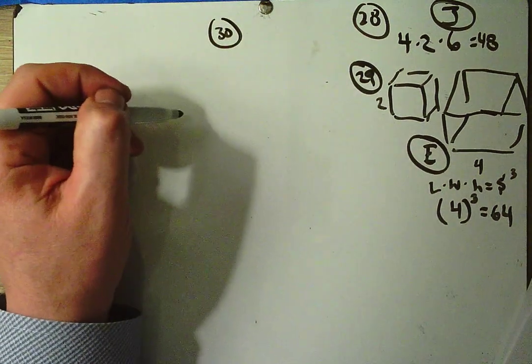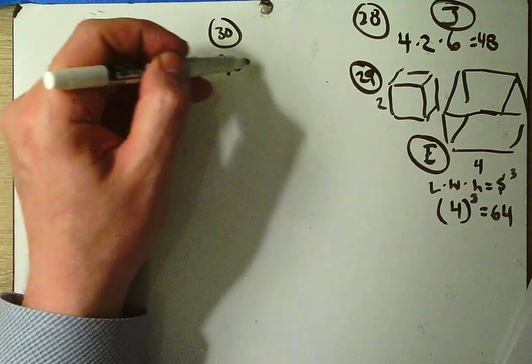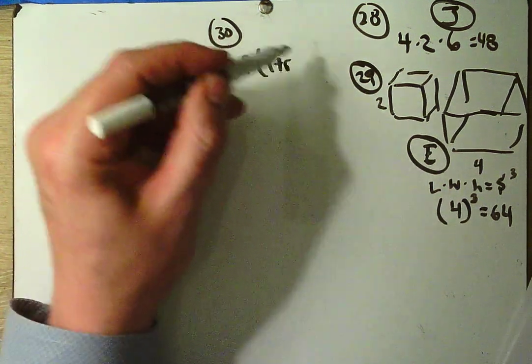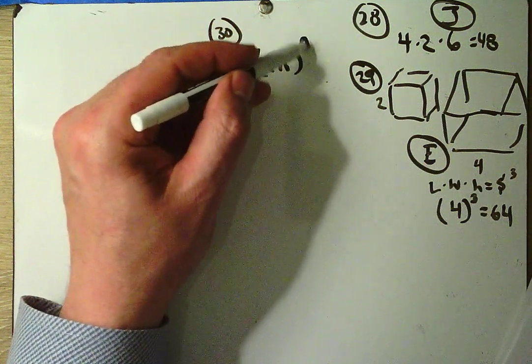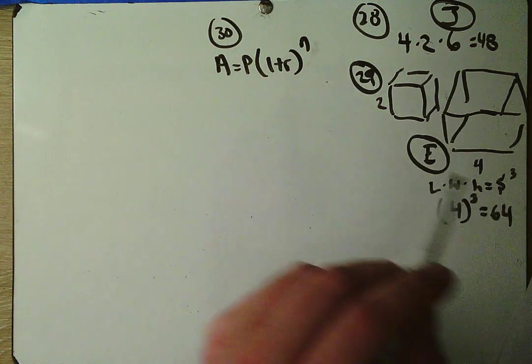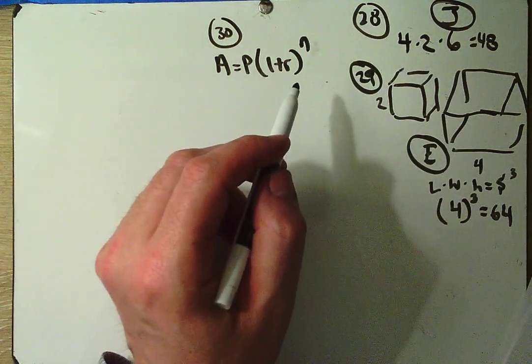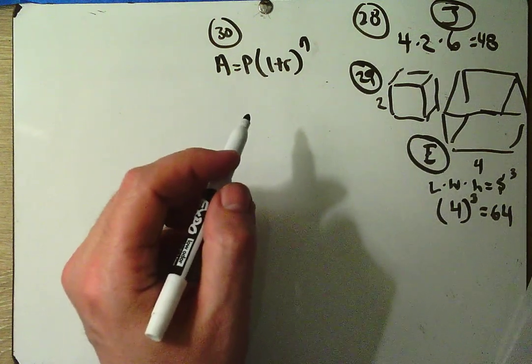30. A formula used to compute the current value in a savings account is A equals P times (1 plus R) to the N, where P is the amount deposited, R is the rate of interest for one compounding period, expressed as a decimal. Which of the following is closest to the value after 5 years of $10,000 at 4%?